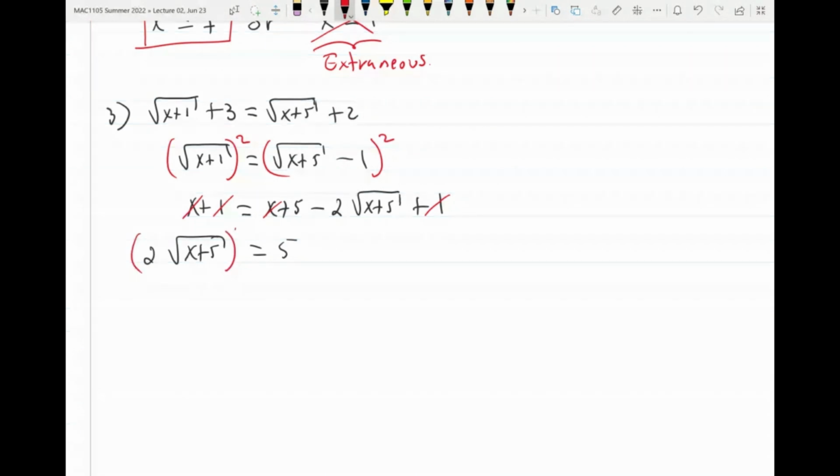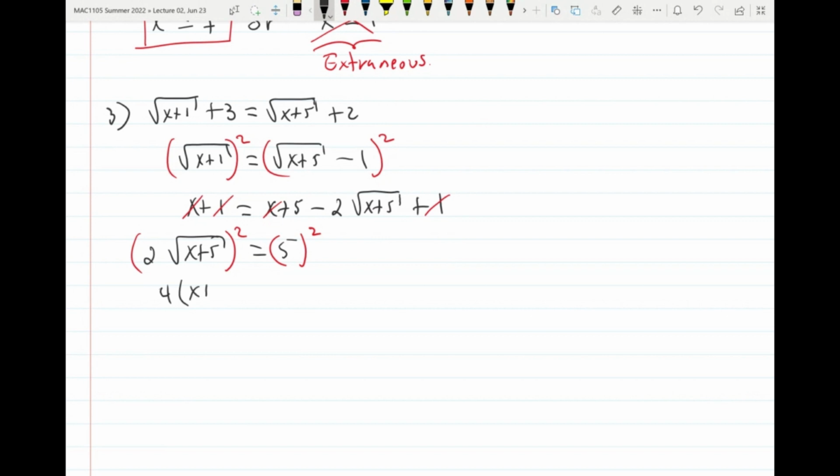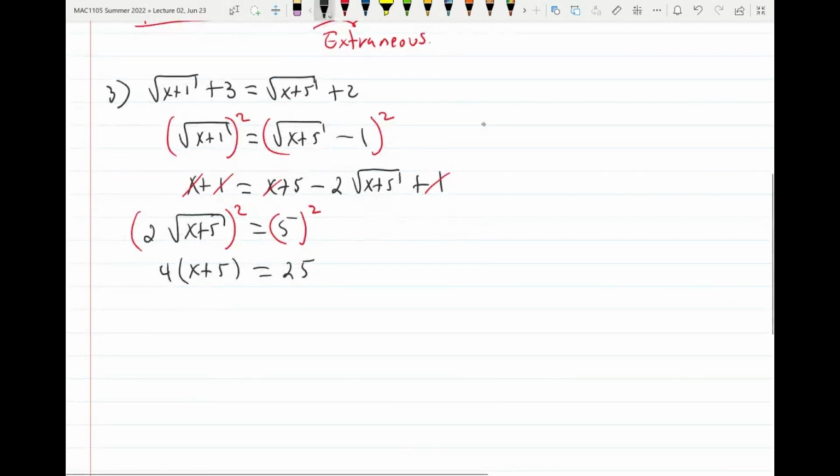Now I square both sides. So we get, remember when you square the product, you need to square both guys, okay? So that's 4 times x plus 5 equals 25. So that's 4x plus 20 equals 25. So 4x equals 5, and x is 5/4.